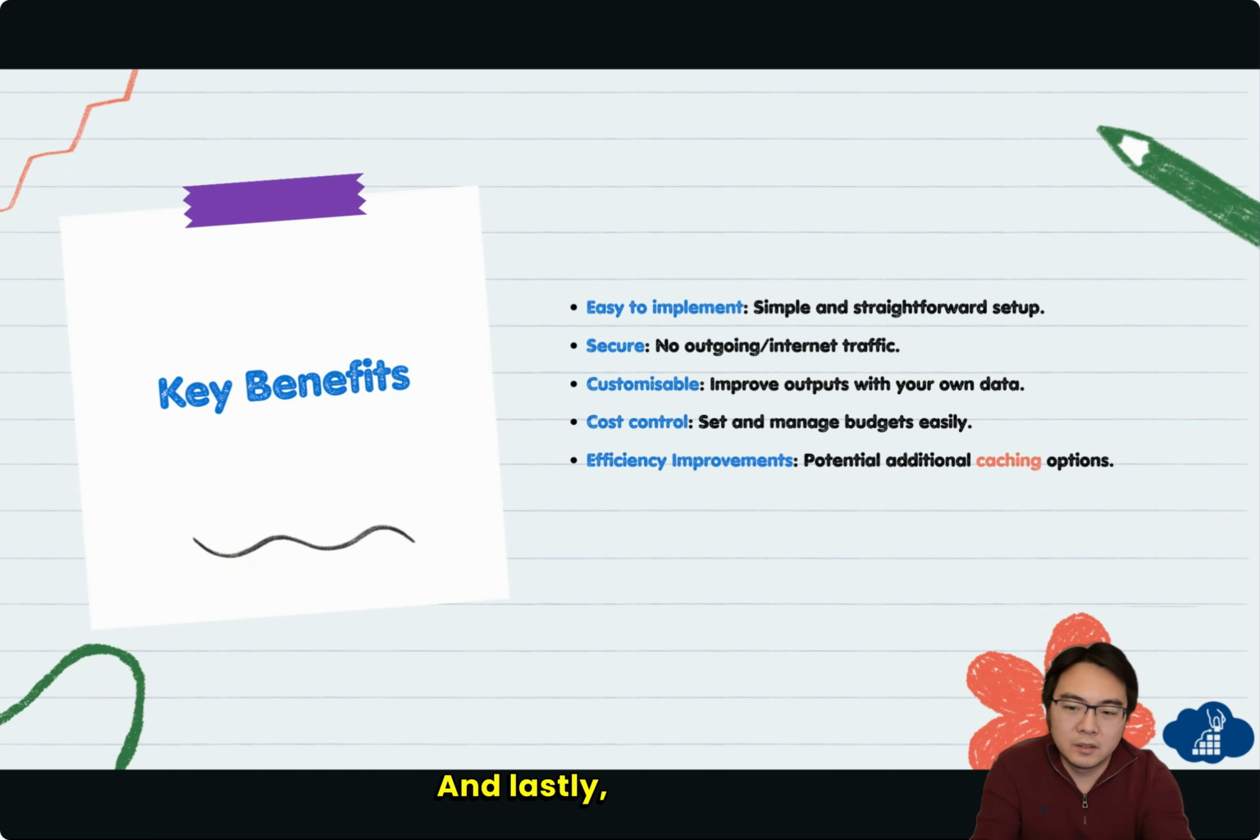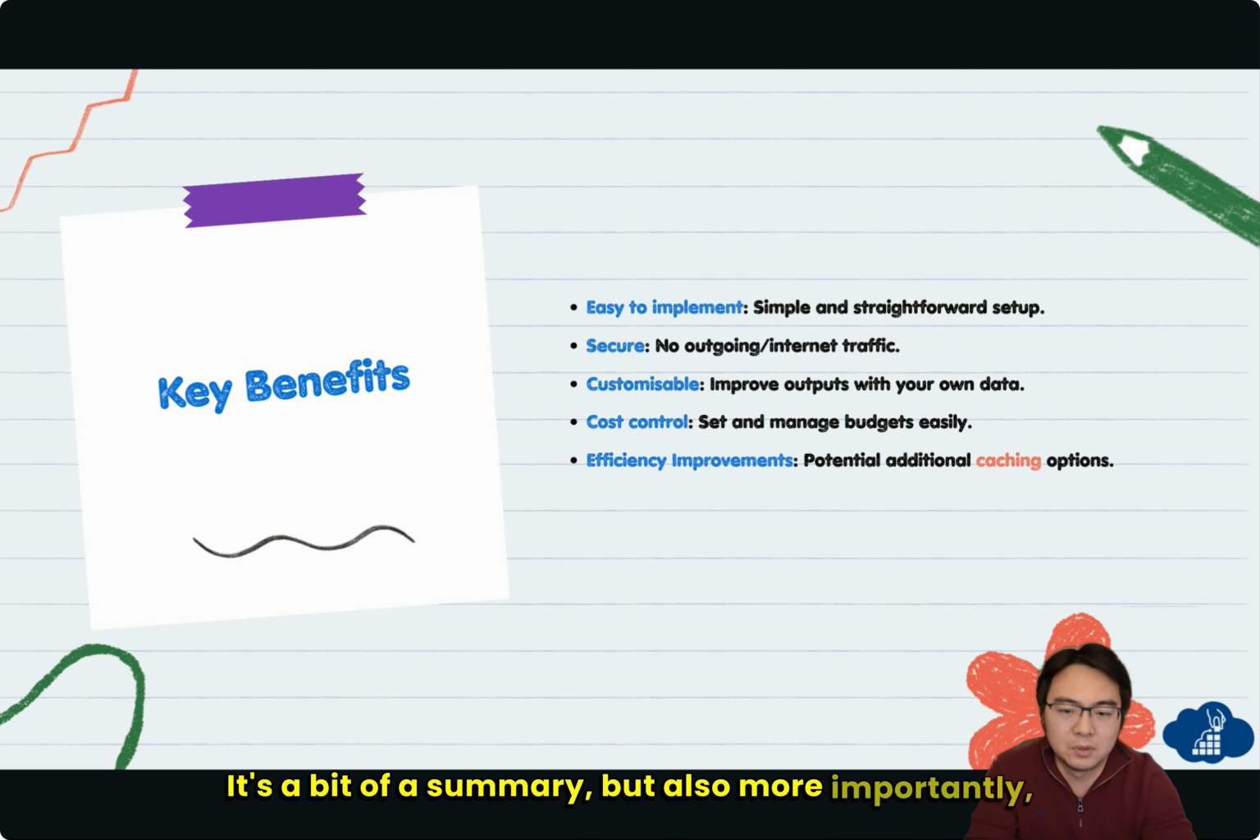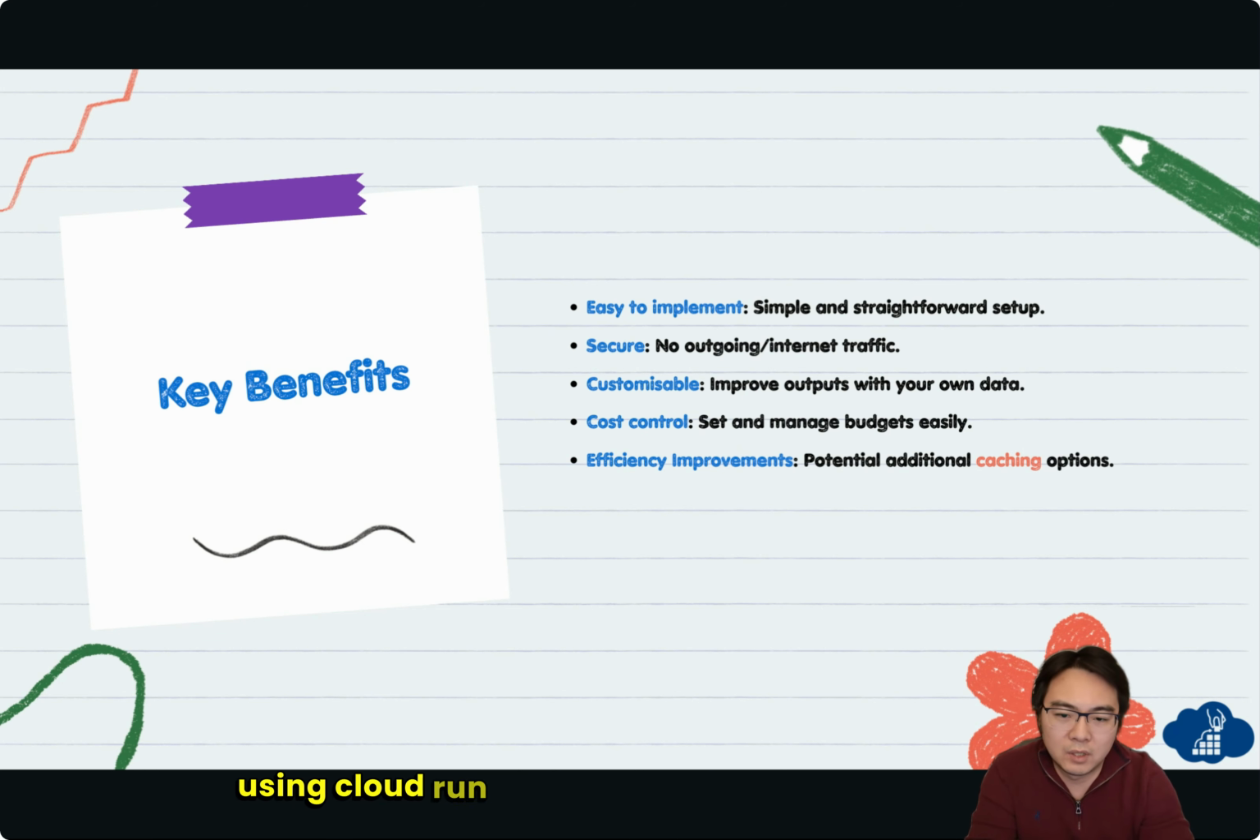Okay, and lastly, I want to talk about the key benefits, right? So we talk about all of this stuff. So why should you care? It's a bit of a summary, but also more importantly, let's look at this in the holistic view on why using Cloud Run with GPU to run this is important. I think we all would agree this is very easy to implement. It's not much at all. I figured out the harder bit, but the rest is a very simple and straightforward setup. No complicated things for you to deal with.